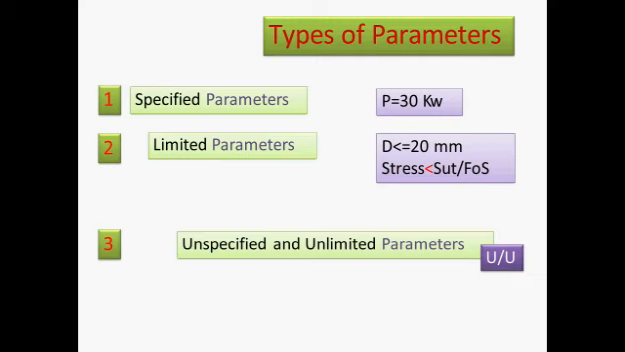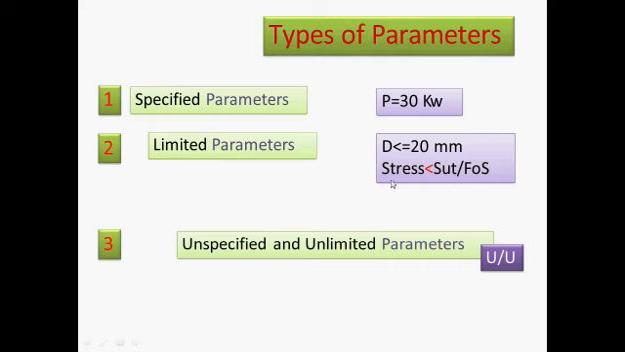Suppose I say the shaft should transfer a minimum power of 30 kilowatt. Here power is not specific. Minimum is 30, maximum may be any amount. So if we define an exact value, it comes under a specific parameter.